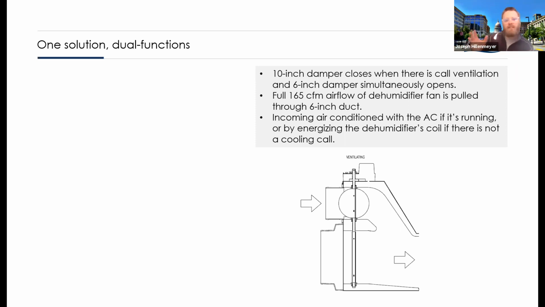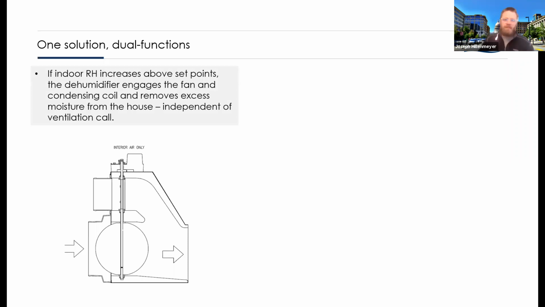And because we've got those two dampers, that full amount of the CFM will go through the ventilation damper there. That's how we're able to get that high performance airflow. And that incoming air will be conditioned again, either with the AC if it's running or by the dehumidifier if it's not. We switch that around. We close that ventilation damper. We open the one that goes to the ductwork that goes to the living space. And now we're conditioning the air that's inside the house.